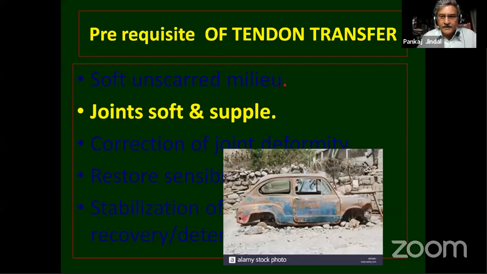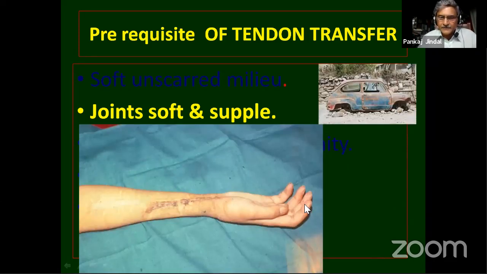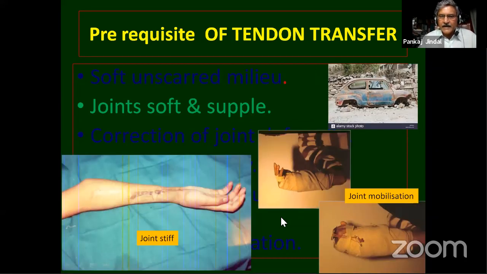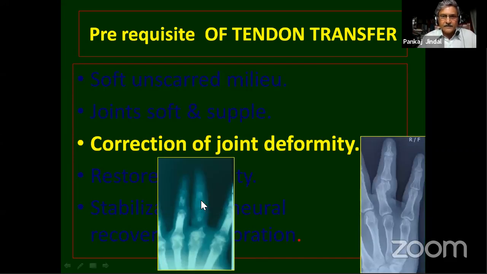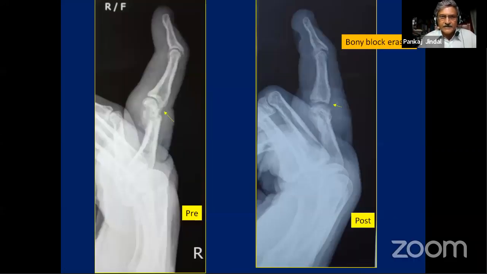Coming to soft and supple, again, unless the joints are good, you can't do anything to this patient. This patient had scarred joints, and we mobilized these joints with various dynamic splints before any deeper surgery could be carried out. Third thing, about the correction of the joints: this patient had bony fusion on the dorsal aspect, though the rest of the joint was intact. We freed up the joint on the dorsal aspect and interposed tissue so that it does not recur, before any surgery could be carried out.